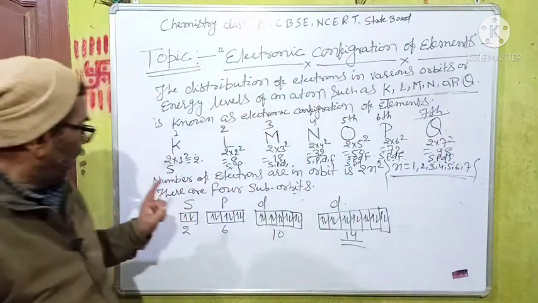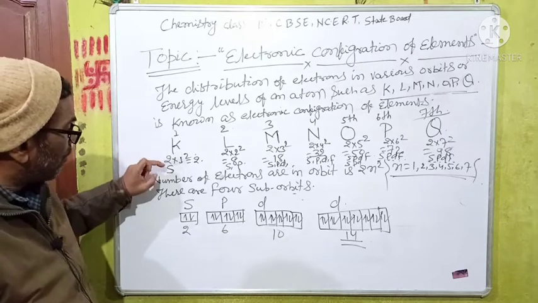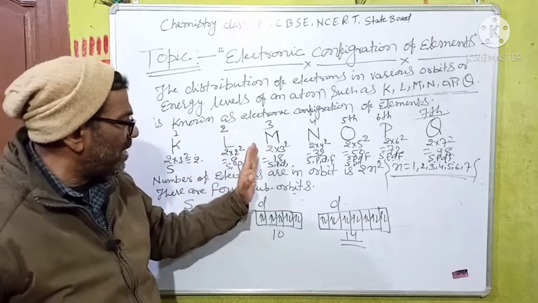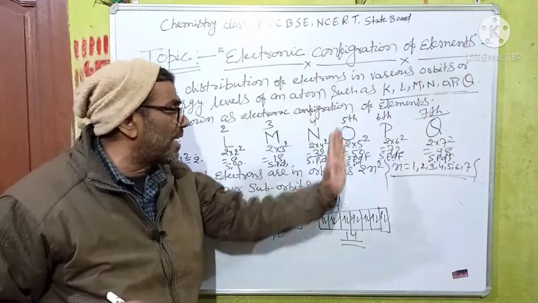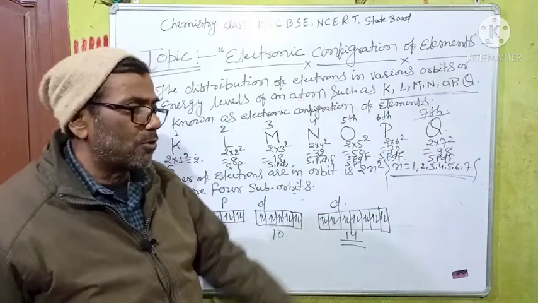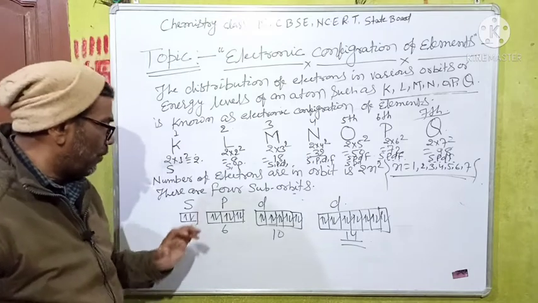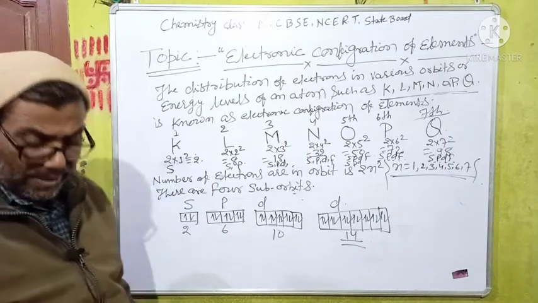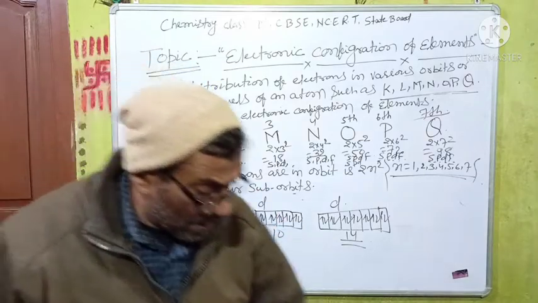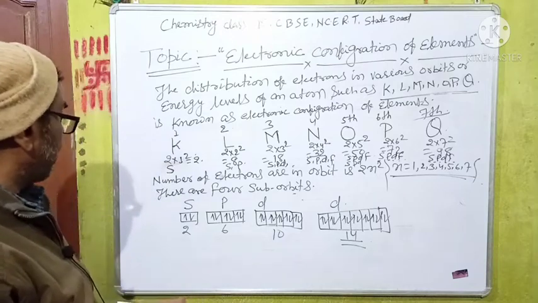So here K has only one suborbit, L has two suborbits, M has three suborbits. After that, all the other orbits N, O, P, Q have all four suborbits, and these suborbits also hold the electrons, and then we can explain the electronic configuration. Now we shall discuss the electronic configuration.